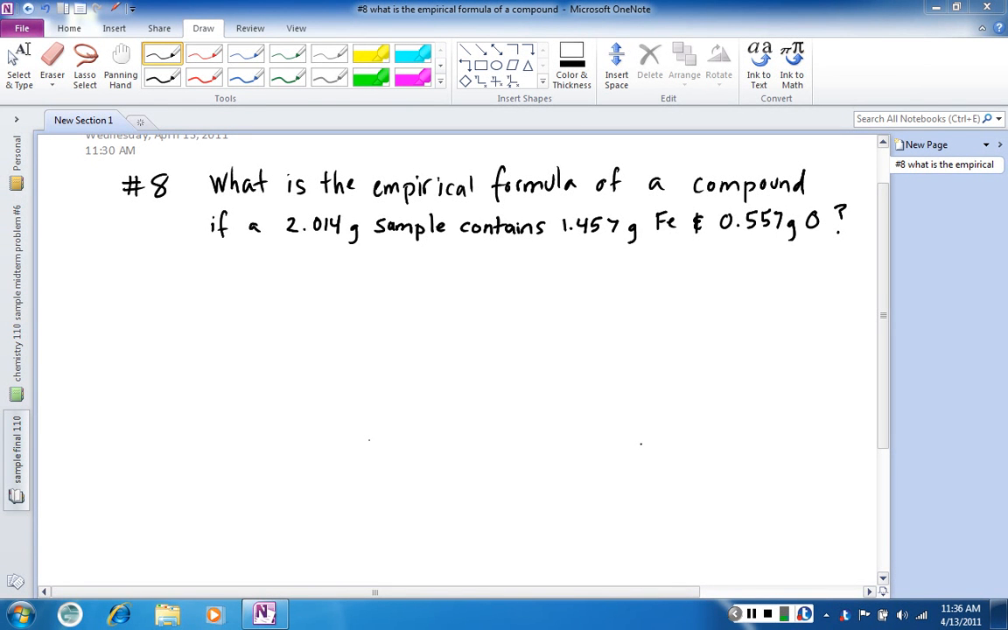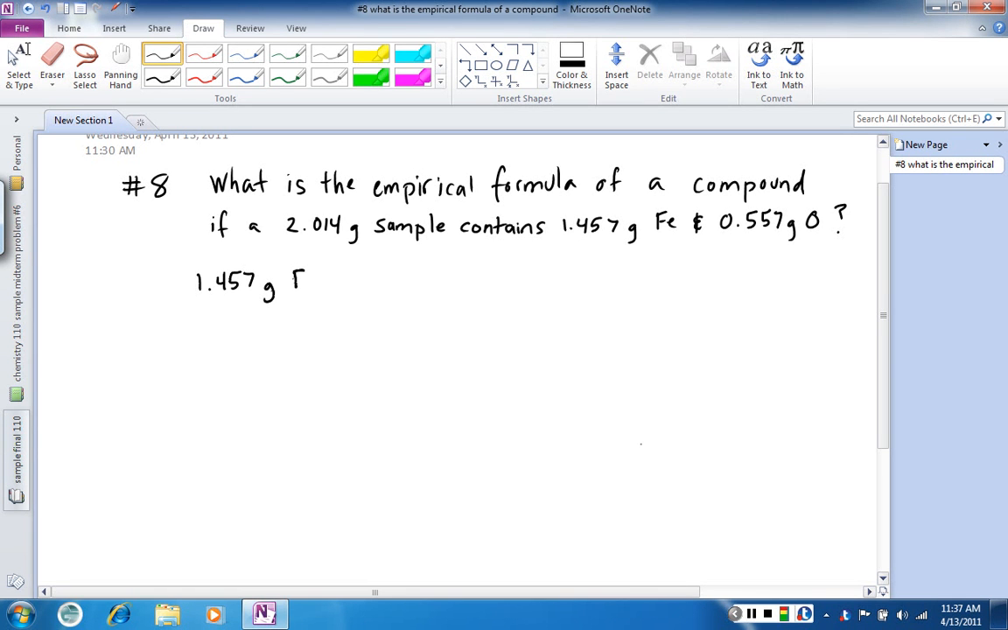Okay, this is sample problem number 8 on the sample final. What's the empirical formula of a compound if a 2.014 gram sample contains 1.457 grams of iron and 0.557 grams of oxygen? So right away it tells you the amount of grams you have in the compound. If it just tells you percent, you need to assume 100 grams. But in this case, we already have the grams, so of course you need to go to moles to figure out your ratios.